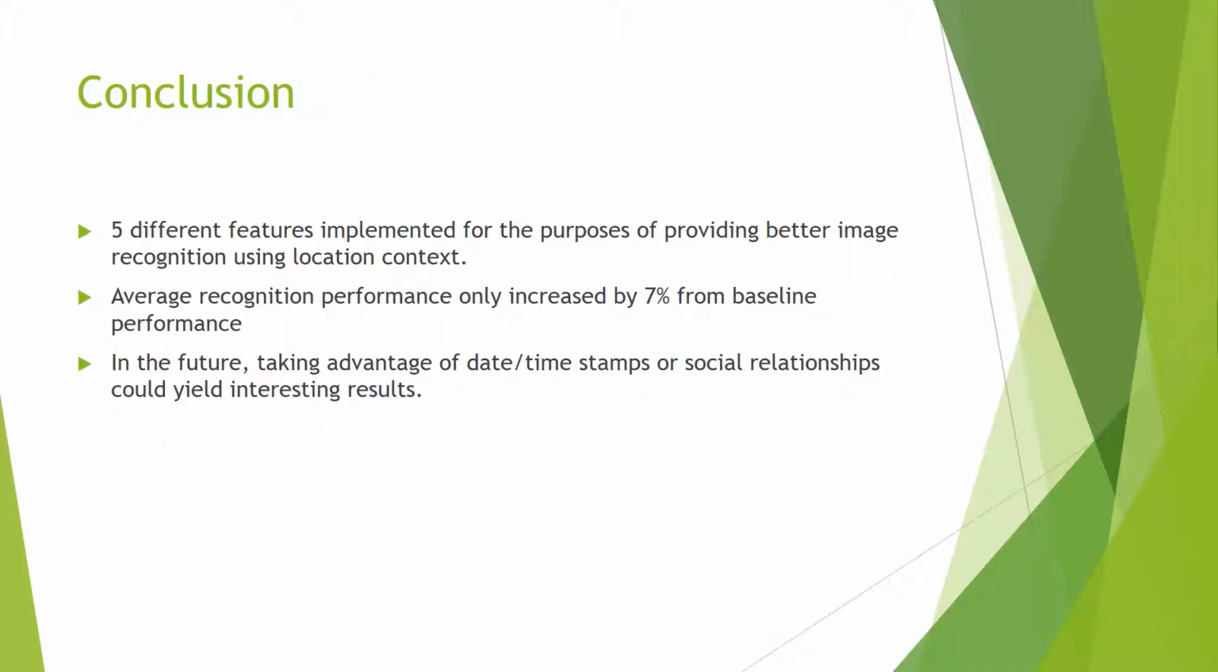In conclusion, this research captured 5 features regarding location context to better identify images. There was an increase in image recognition, but even the top performing images only attained a 7% increase in recognition. This underlines the difficulties faced by computers in object recognition. Researchers noted that in the future, taking advantage of time and date stamps on images or the social relationship between the users could provide an increase in performance. Thank you.